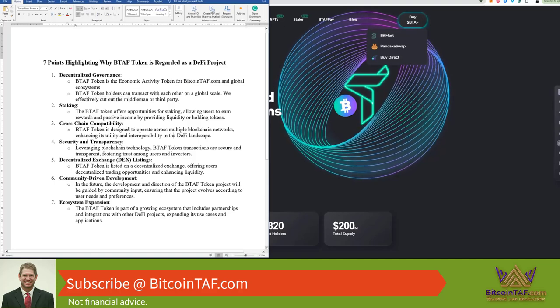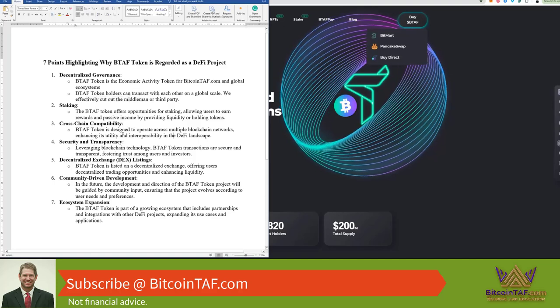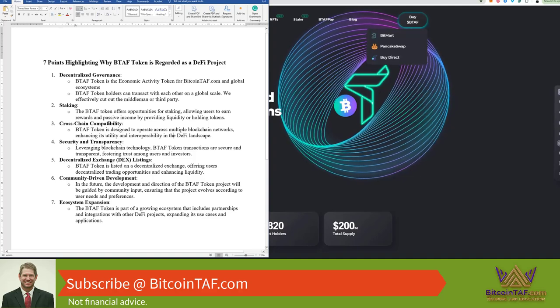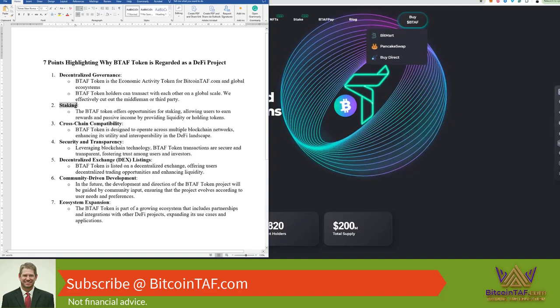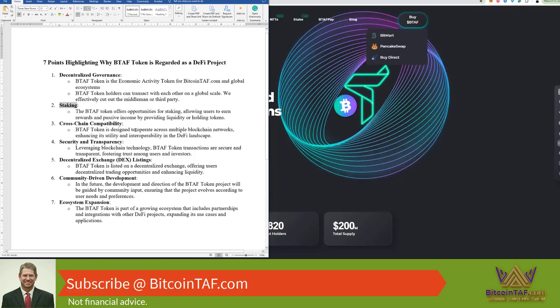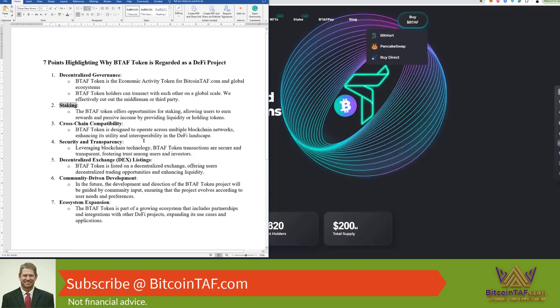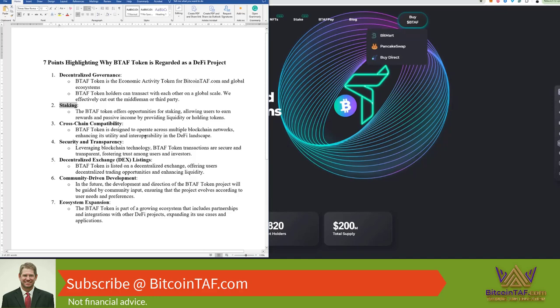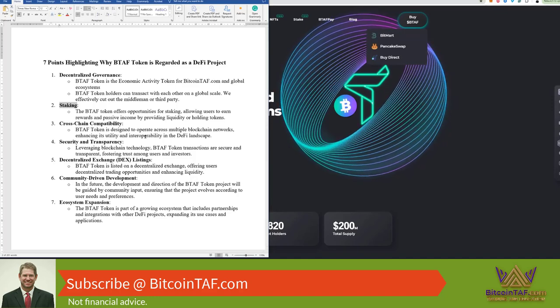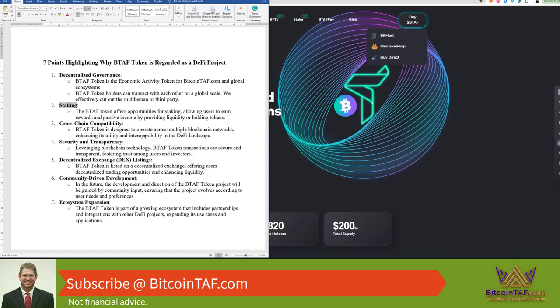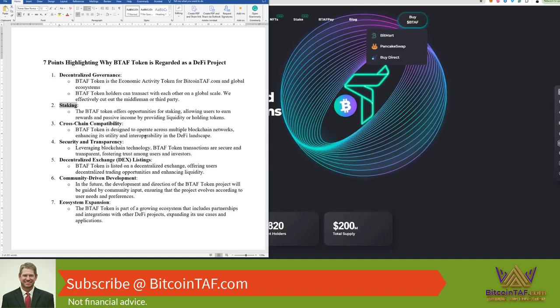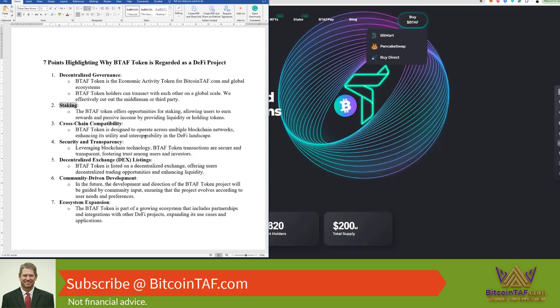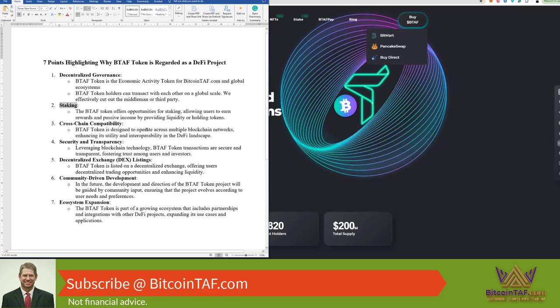The second thing about a DeFi project is the staking ability as well as the yield. Now, I just want to talk about the staking facility and not the yield. Many of you know that you can go and stake and get rewards. You can earn a percentage per year. It's a reward that you get for staking your tokens, being part of the BTAF network as part of the DeFi project.